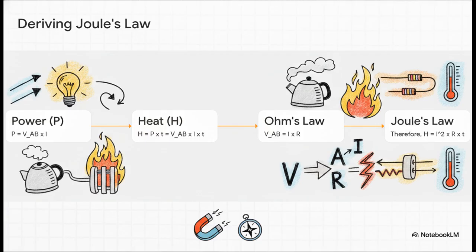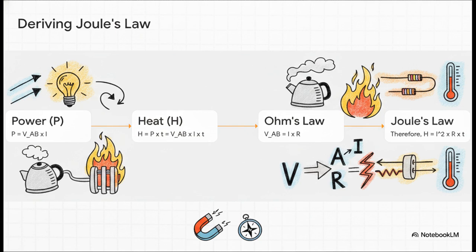Imagine we're standing at the chalkboard together. Let's build this equation step by step. Step 1. We know that electrical power, which is P, equals the potential difference, V sub AB, multiplied by the current, I. Step 2. Heat generated, or H, is simply that power applied over a specific amount of time, T. So heat equals P times T. That means heat equals V sub AB times I times T.